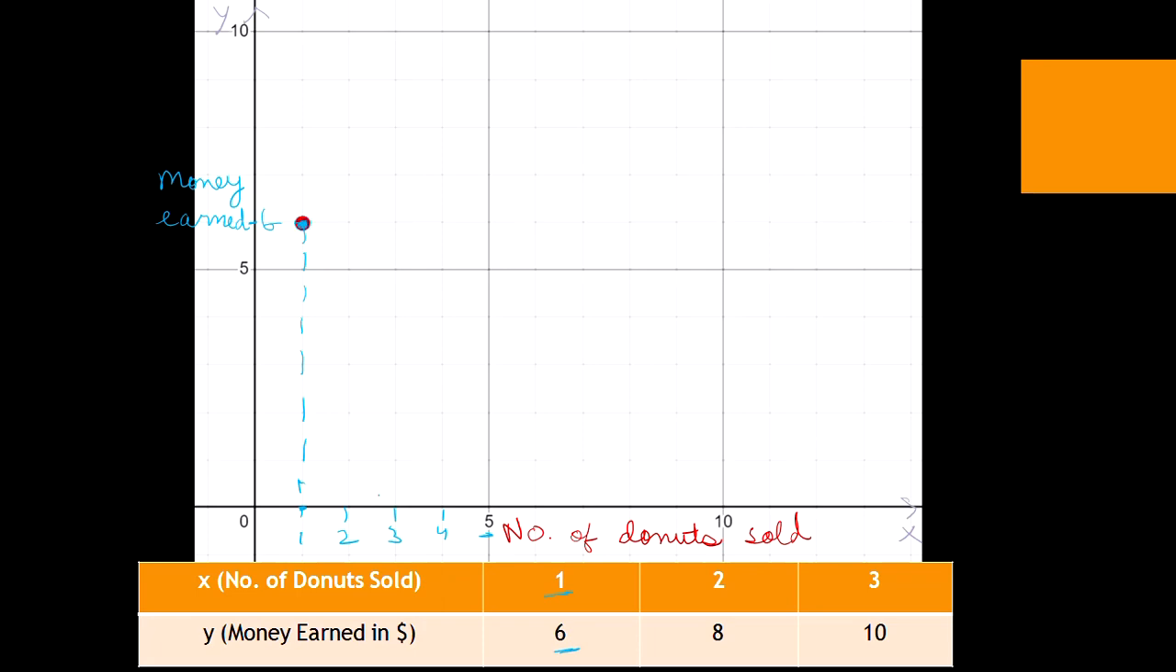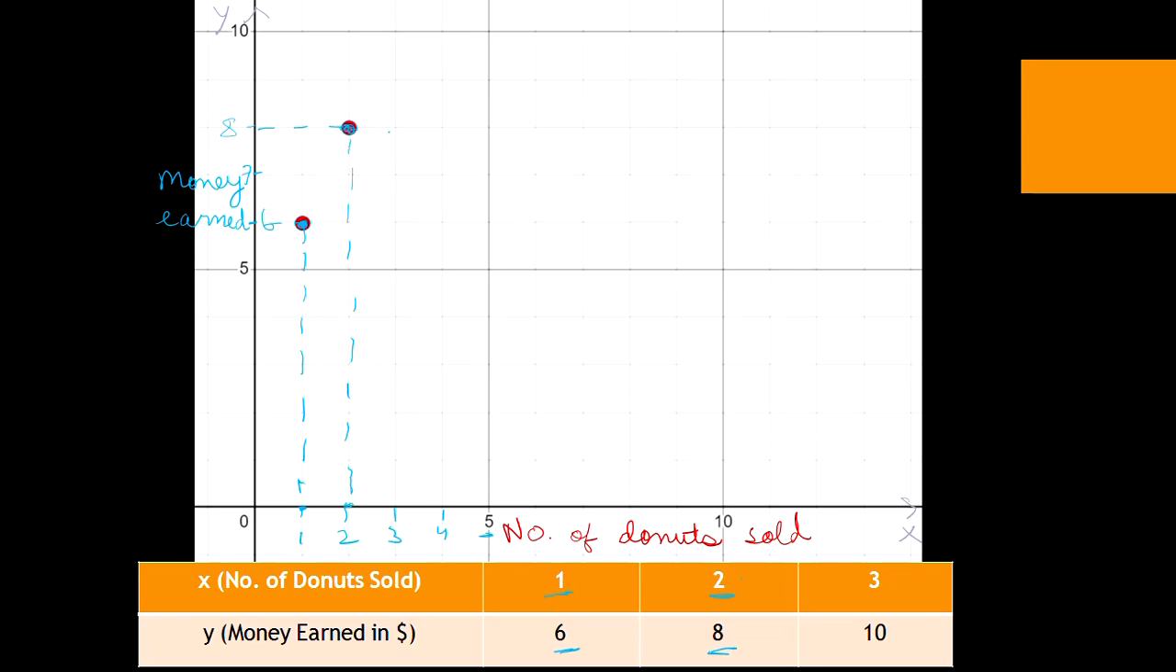And similarly I can do the same thing for the second day also. I have 2 on the x-axis, 8 on the y-axis. This is 2. I draw a line from here, not the best line, but yeah. And this is 6, so this must be 7, that must be 8. So I draw a line from there too, and they intersect somewhere here, so that must be the second point.